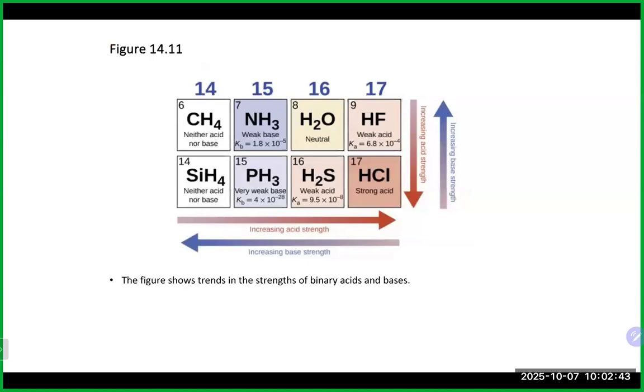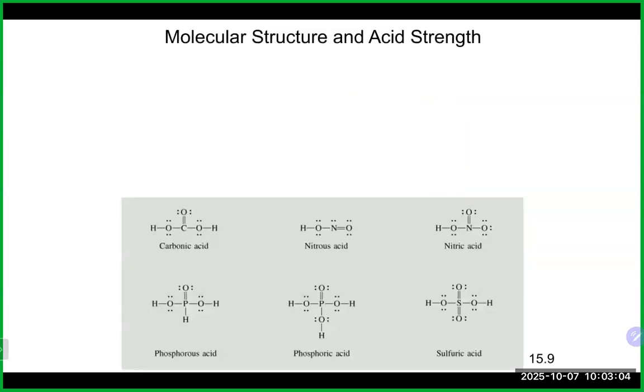And again, here's, on the periodic table, some of our acid type solutions: increasing base strength as we go away from the left of the periodic table, and increasing acid strength as we go down into the right here. So that's what we see.